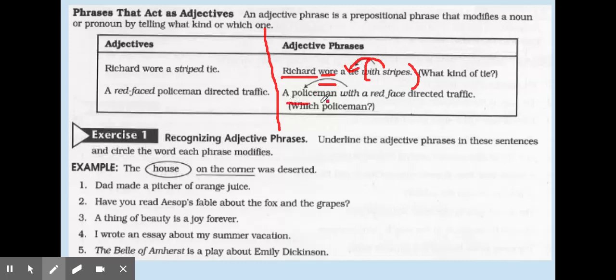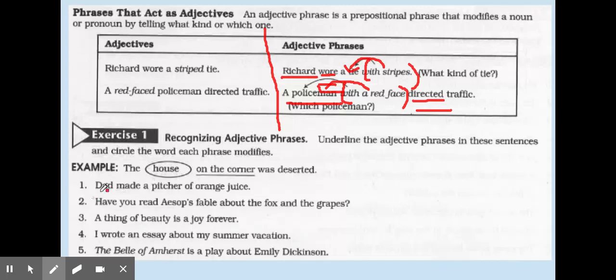I still have my policeman. He still directed traffic, but this time I have a prepositional phrase that says with a red face. It is still telling me which policeman. It is just doing it using a phrase instead of a single word.